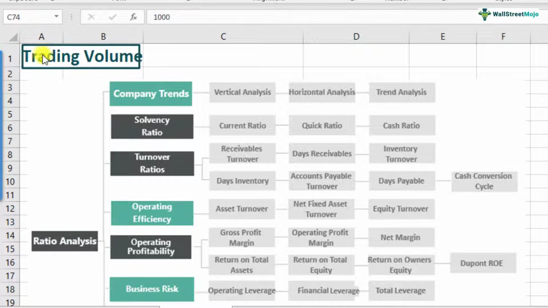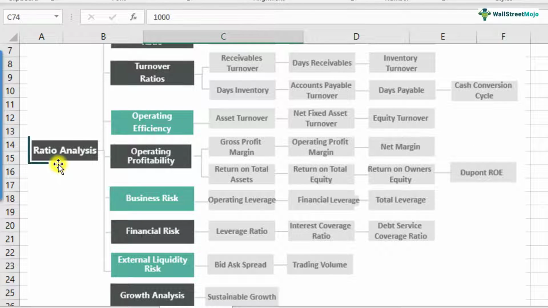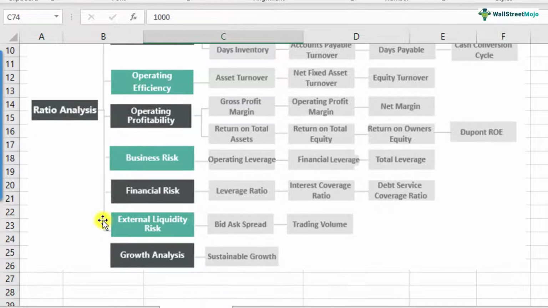What is trading volume? Trading volume is a part of the ratio analysis framework and it comes under the external liquidity risk category. In our last video, we discussed the bid-ask spread, and this trading volume which we are going to discuss now is very closely related to the bid-ask spread. Now, what is trading volume? As the word suggests, it represents the number of shares which are traded on a daily basis, or within a given time frame.